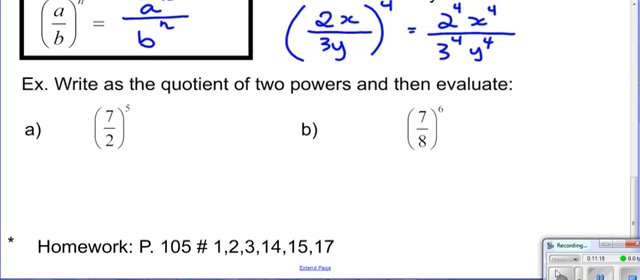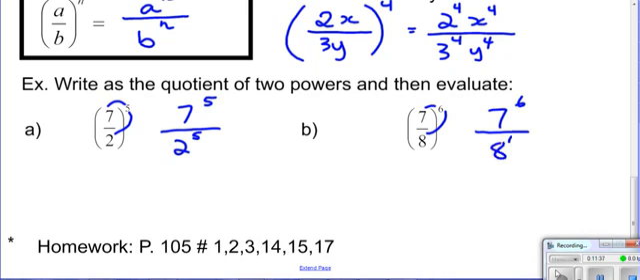Okay, so for the last two examples, we're going to apply the exponent to the full base. The exponent of 5 is going to apply to the numerator as well as to the denominator. So 7 to the 5 over 2 to the 5. Looking at our last example, same thing. The power of 6 is going to apply to the numerator as well as the denominator. So 7 to the 6 over 8 to the 6. And that's it. So those are all of your exponent laws.